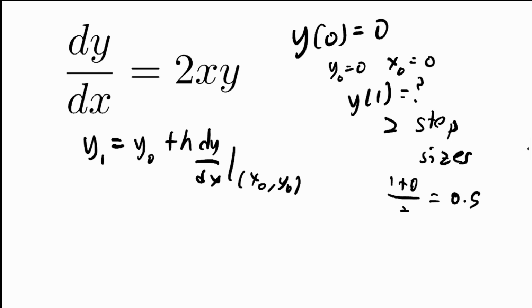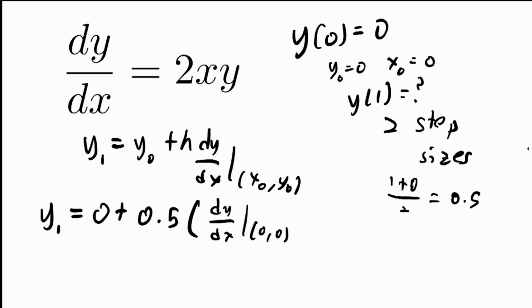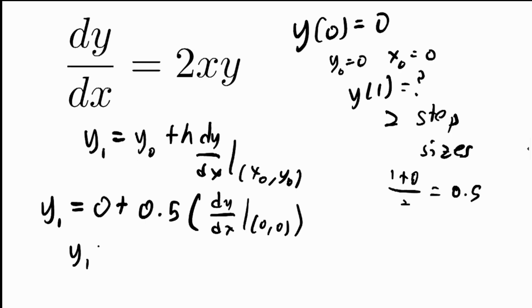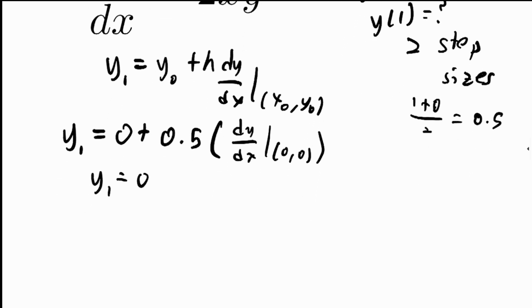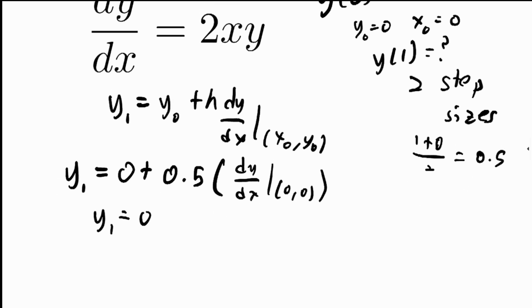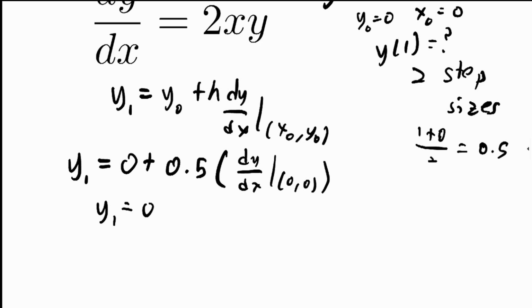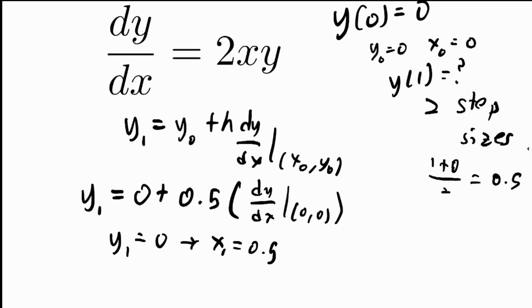All right, so plugging in what we already know, we know that y sub 1 is just simply y sub 0, which is 0, plus h, which in this case is just 0.5, times the derivative at 0, 0. And the derivative at 0, 0 is just 0. So y sub 1 is actually just 0. Well, that's pretty neat. Okay? And remember, now this means that x sub 1 is 0.5. We moved one step by 0.5.